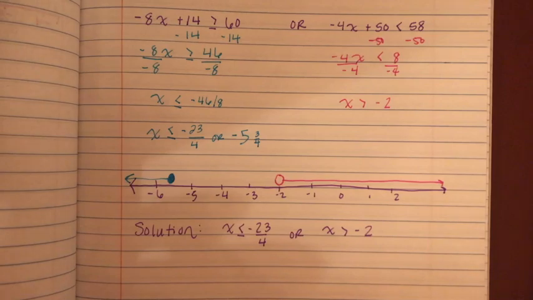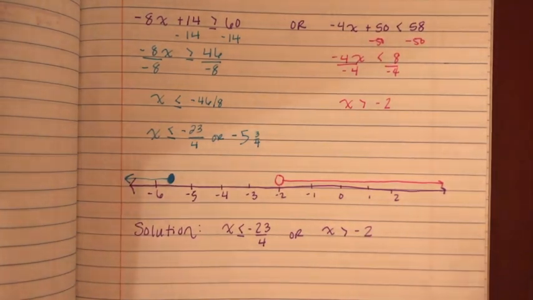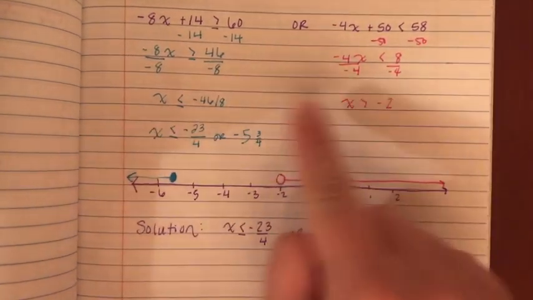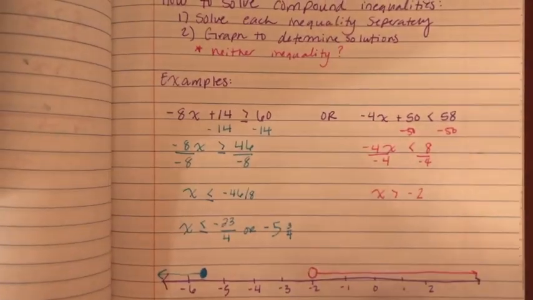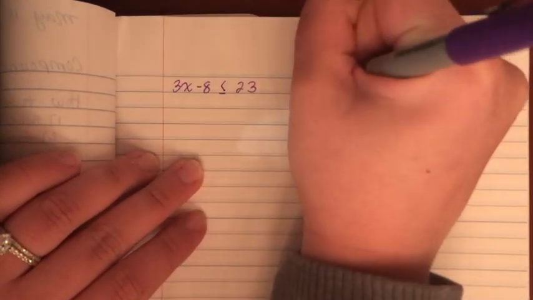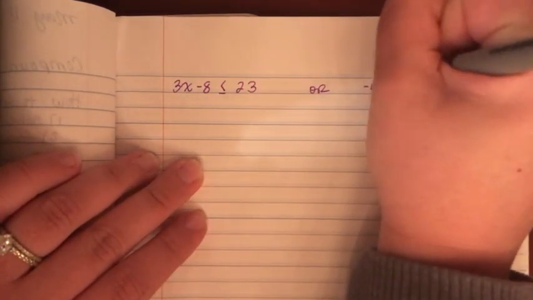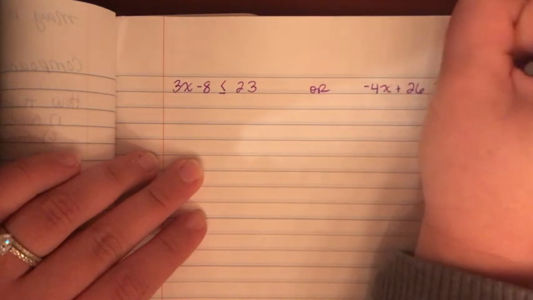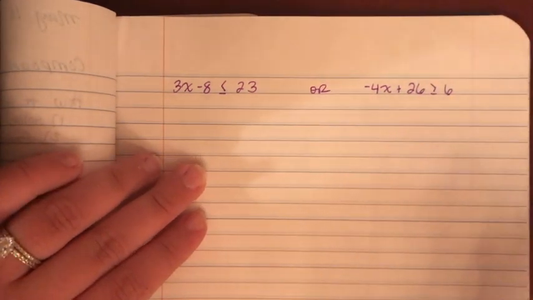Okay, let's do another one, because with that one you might be thinking, well, why do I have to graph it if it's just, obviously, this or this. And so we're going to go through ones where that might not exactly be your answer. Okay, so next one: 3x minus 8 is less than or equal to 23, or negative 4x plus 26 is greater than or equal to 6.